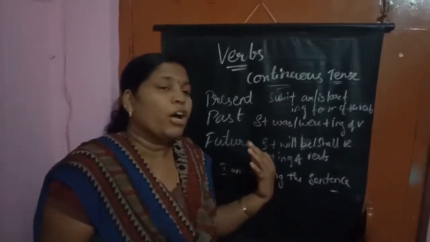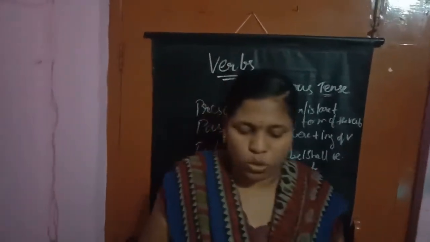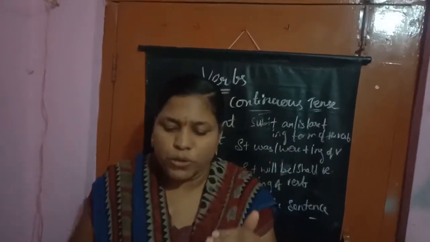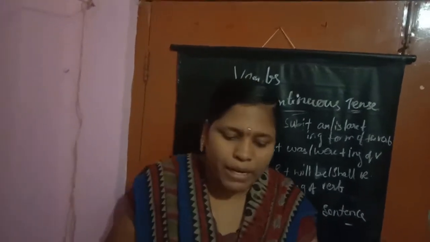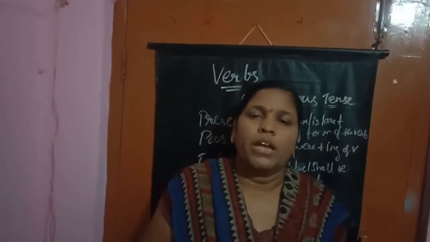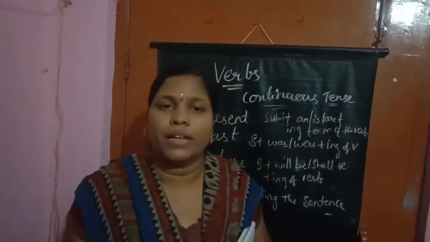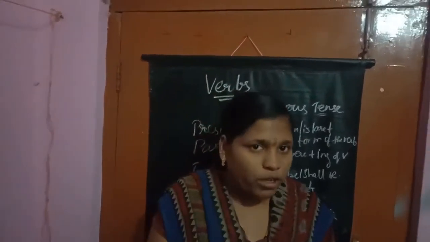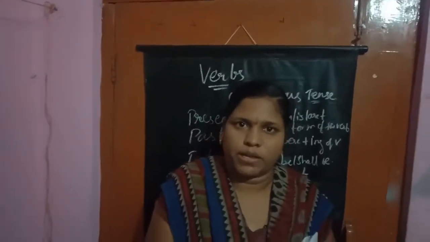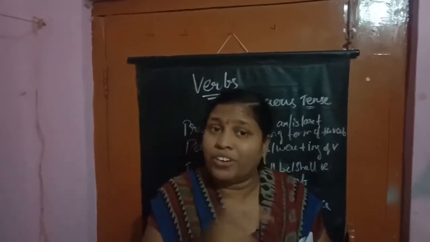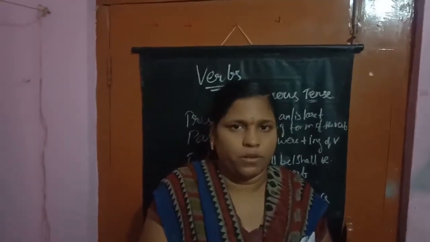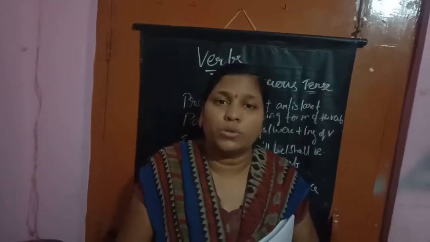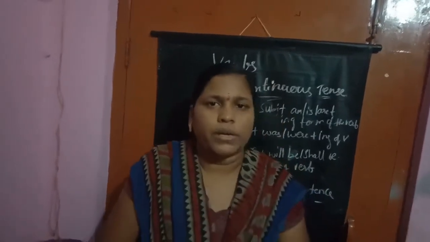Now coming to the future continuous tense. What is the future continuous tense? The future continuous form of a verb is used to express what will be happening at a particular time in the future. Okay, children. Now see, at a particular time, what we are doing is the present continuous. At a particular time, what we were doing is in the past form, past continuous tense. At a particular time, what we are going to do is in the future continuous tense.